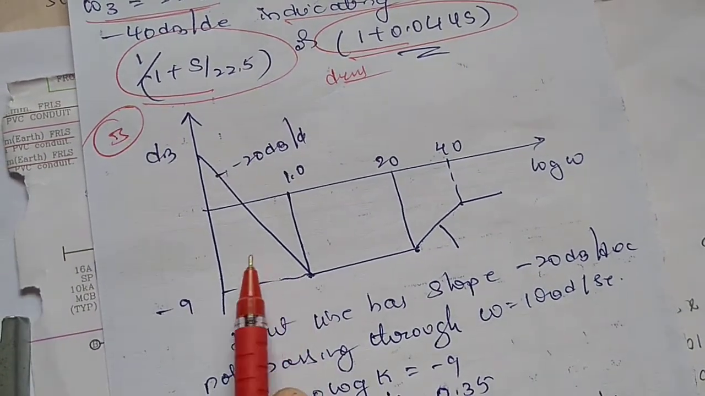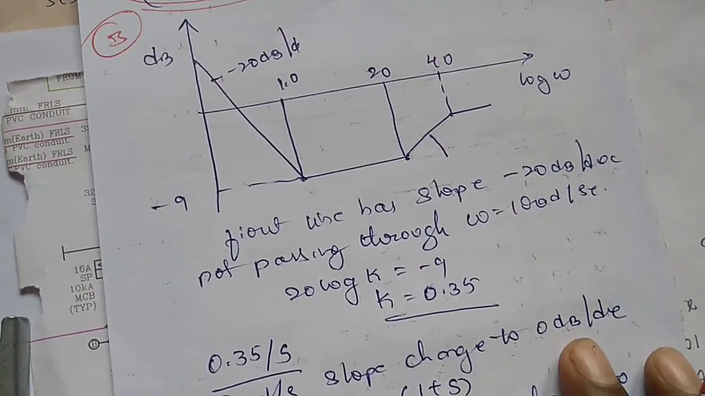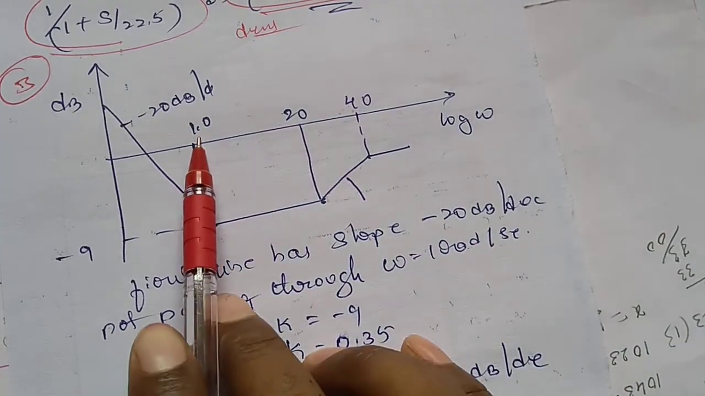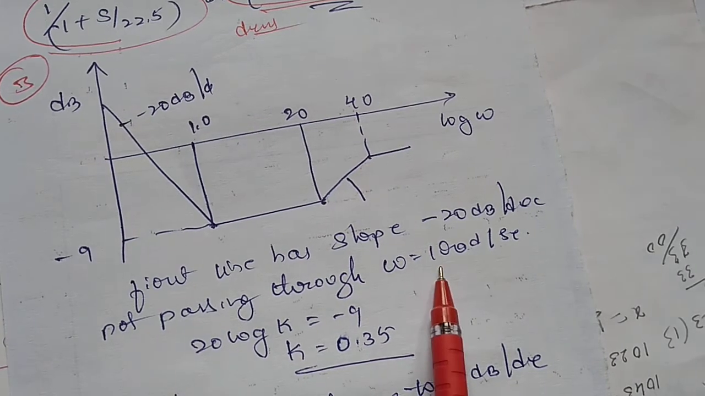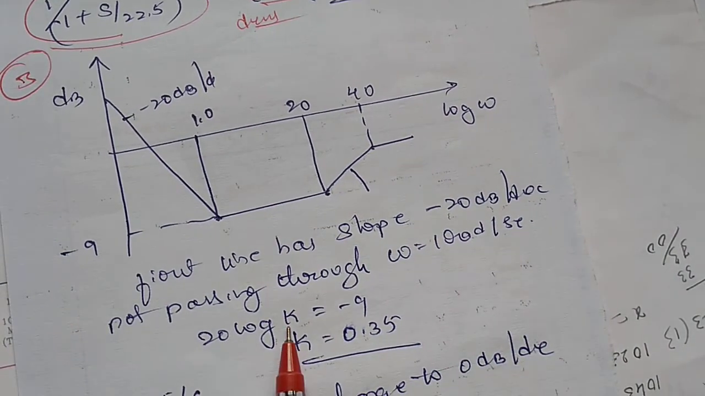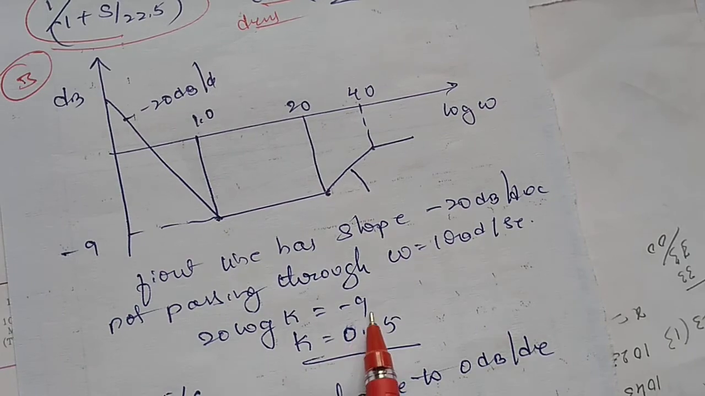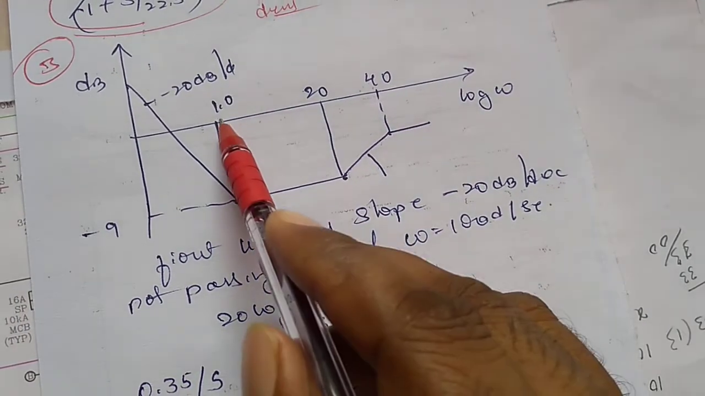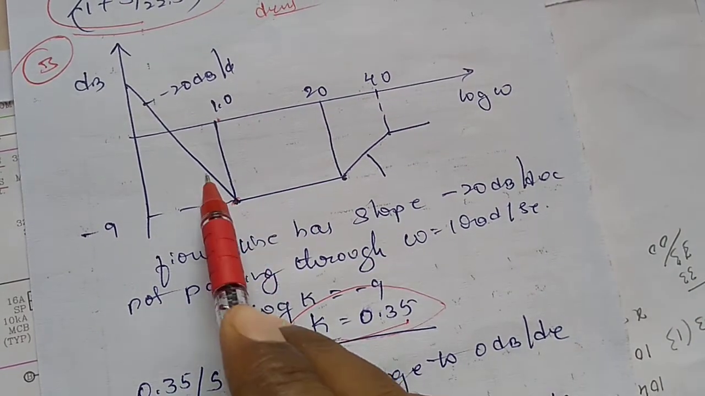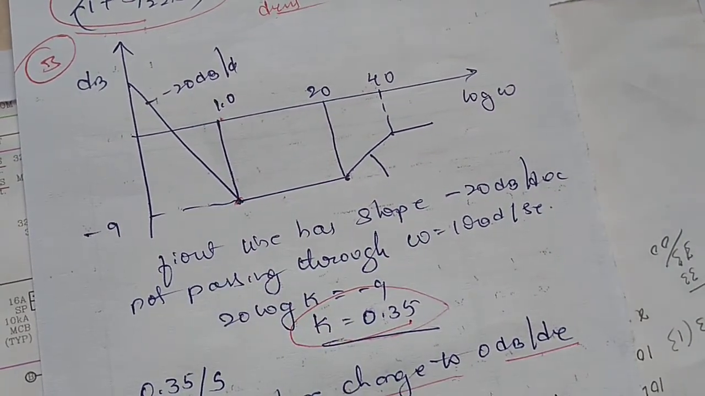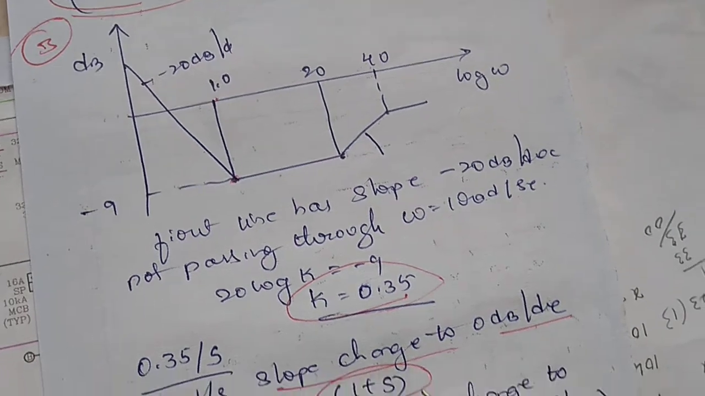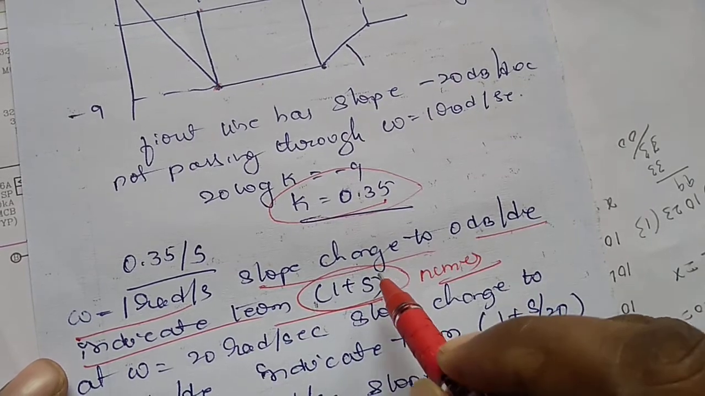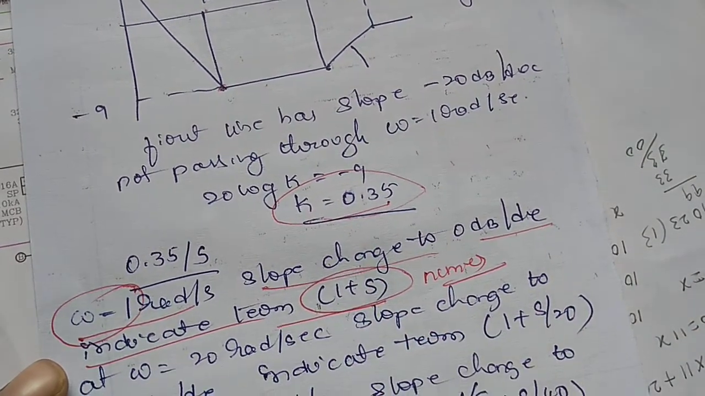The data is given clearly, there are no difficulties. The first line has the slope minus 20 dB per decade at omega equal to 1. It is not passing through omega equal to 1 radian, therefore 20 log k is equal to the magnitude, minus 9. So k we will get as 0.35. Then at omega equal to 1, the slope changes from minus 20 to 0, which indicates a factor in the numerator. Therefore it is 1 plus s, because omega is 1 radian per second.